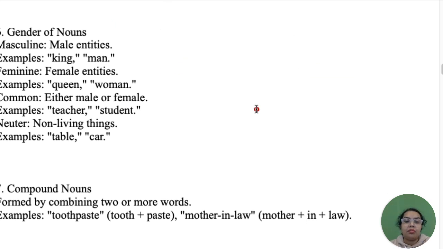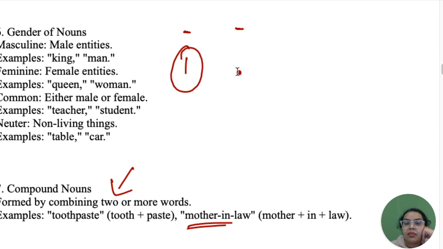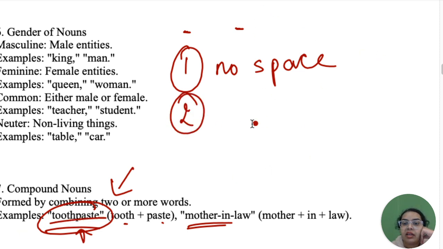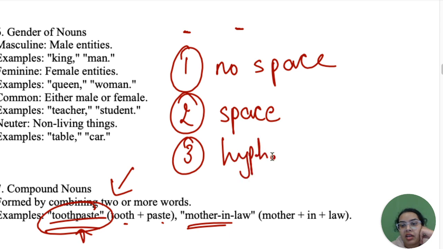And the last we have compound nouns. Compound nouns are the nouns that we have after combining two or more words. They are compound. Here the twist is only when hyphen is used. So there are three ways to make a compound noun. First way is no space, like the word toothpaste, tooth plus paste. There is no space between these two words. Second, space. And third, use of hyphen.